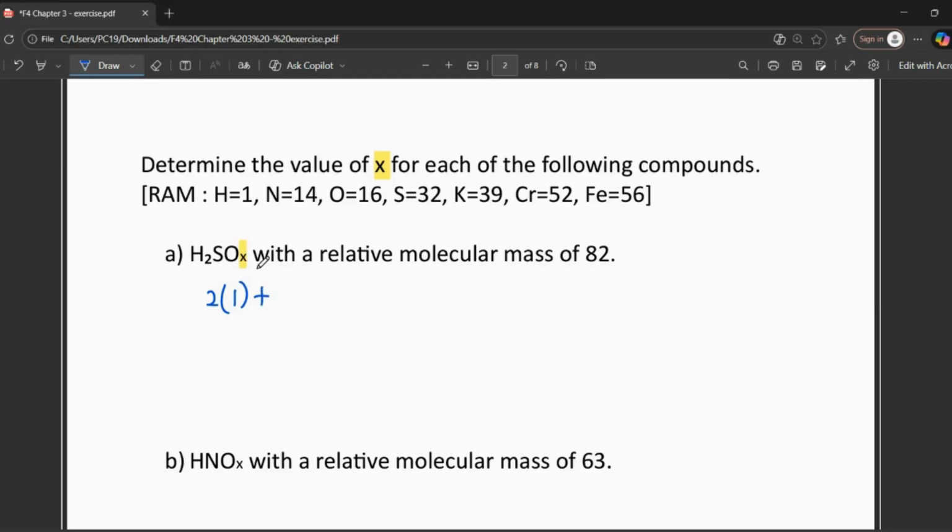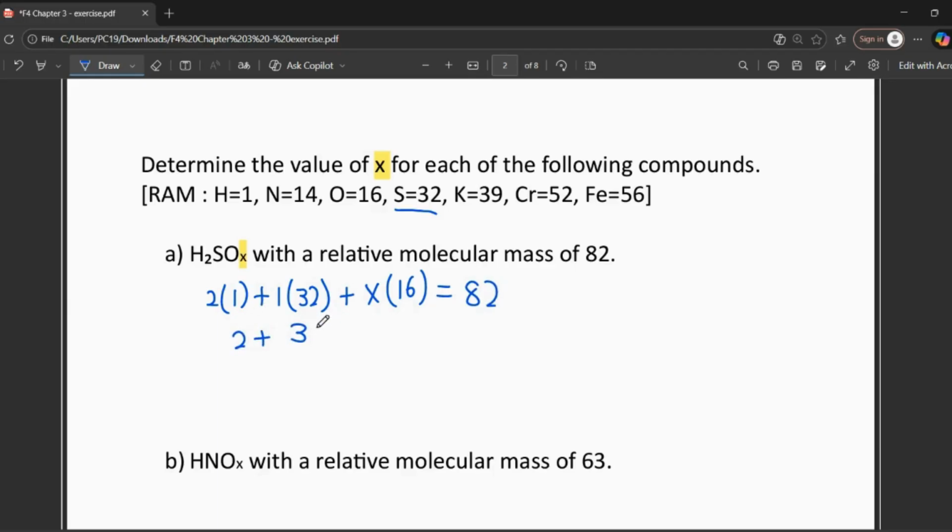Plus with, we have 1 atom of sulfur. The relative atomic mass for sulfur given is 32. Plus with, we have X atoms of oxygen. The relative atomic mass for oxygen is 16. Now, if you solve this equation, you'll get a sum of 82.